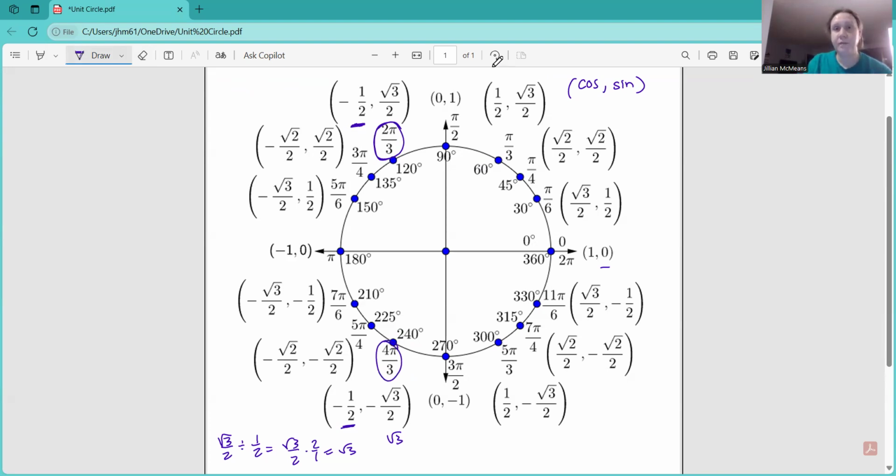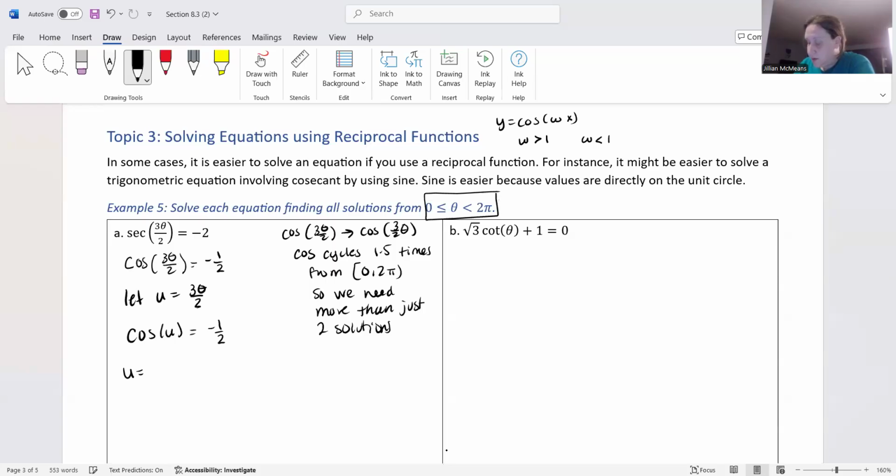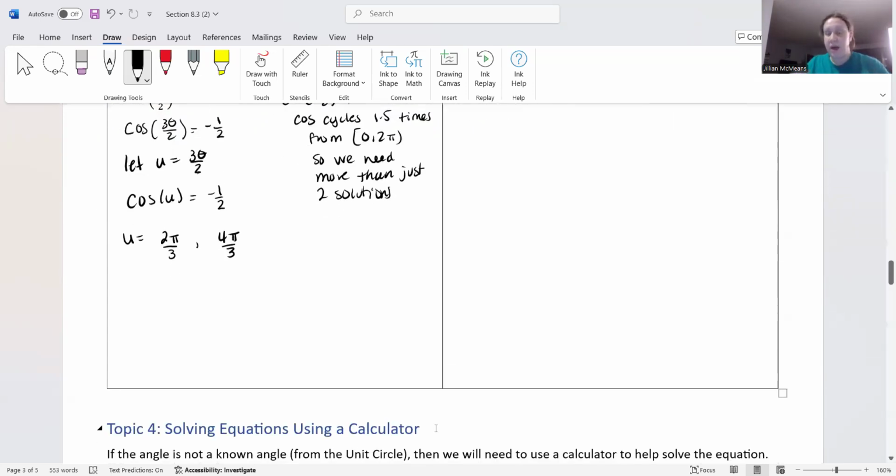Okay, so let's go back here. And we're like, okay, so u is going to be 2 pi over 3 and 4 pi over 3. But we know those 2 solutions aren't going to be enough. We're going to need more, okay? So what we can do is we can go ahead and find another cycle of solutions, okay? So we can look for u plus 2 pi.